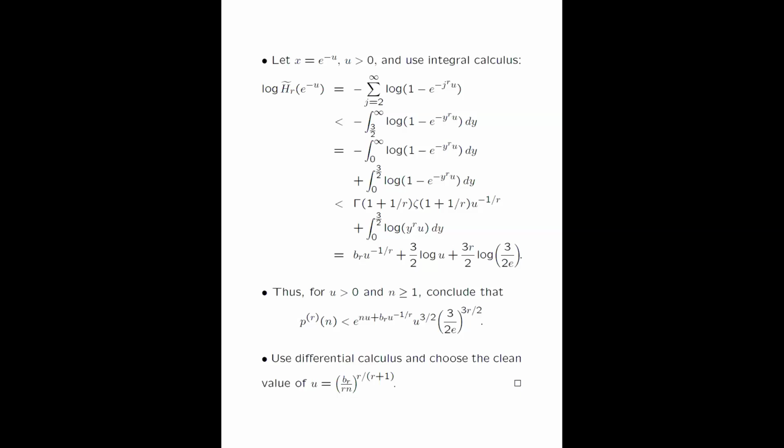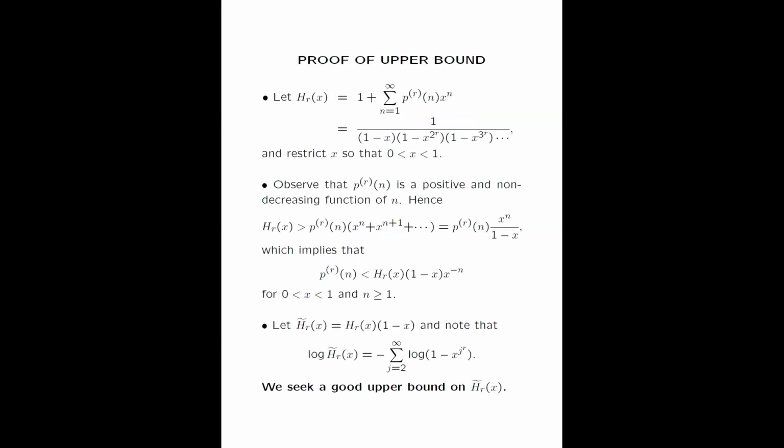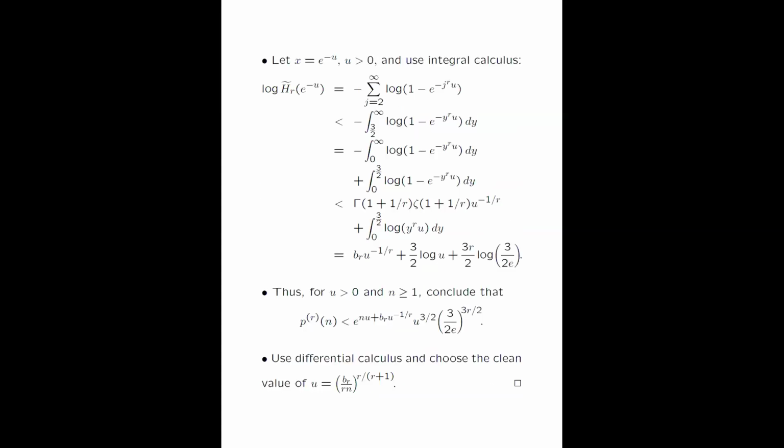Combining this upper bound on h sub r tilde with what we had on the previous slide, the upper bound for p super r of n, we now have an upper bound on p super r of n in terms of u and r. Okay, now it becomes Calc 1, differential calculus.